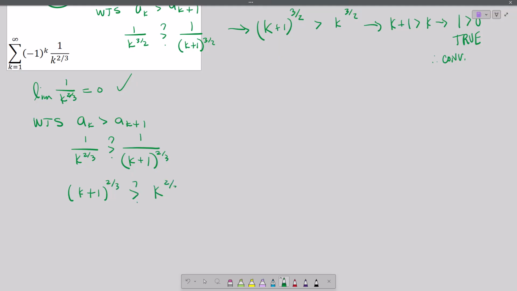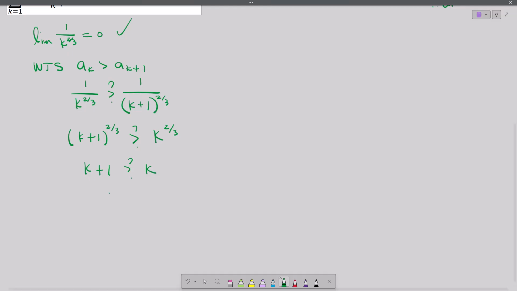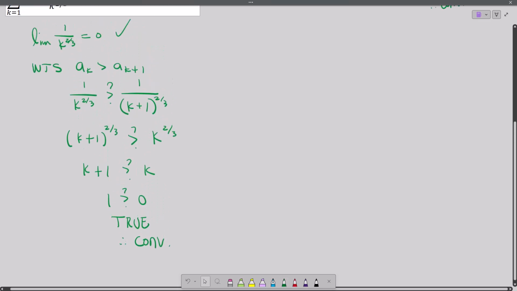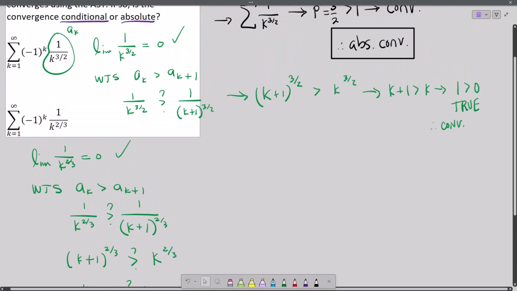So we do the cross multiplication. We raise both sides to the 3/2 power. We subtract k. That's true. So that being true, therefore we have regular old convergence. This alternating series converges. If you were to look at a picture of it, the partial sums are going to be oscillating around whatever the limit of the series is, whatever the value of the series is. But then we ask the deeper question.